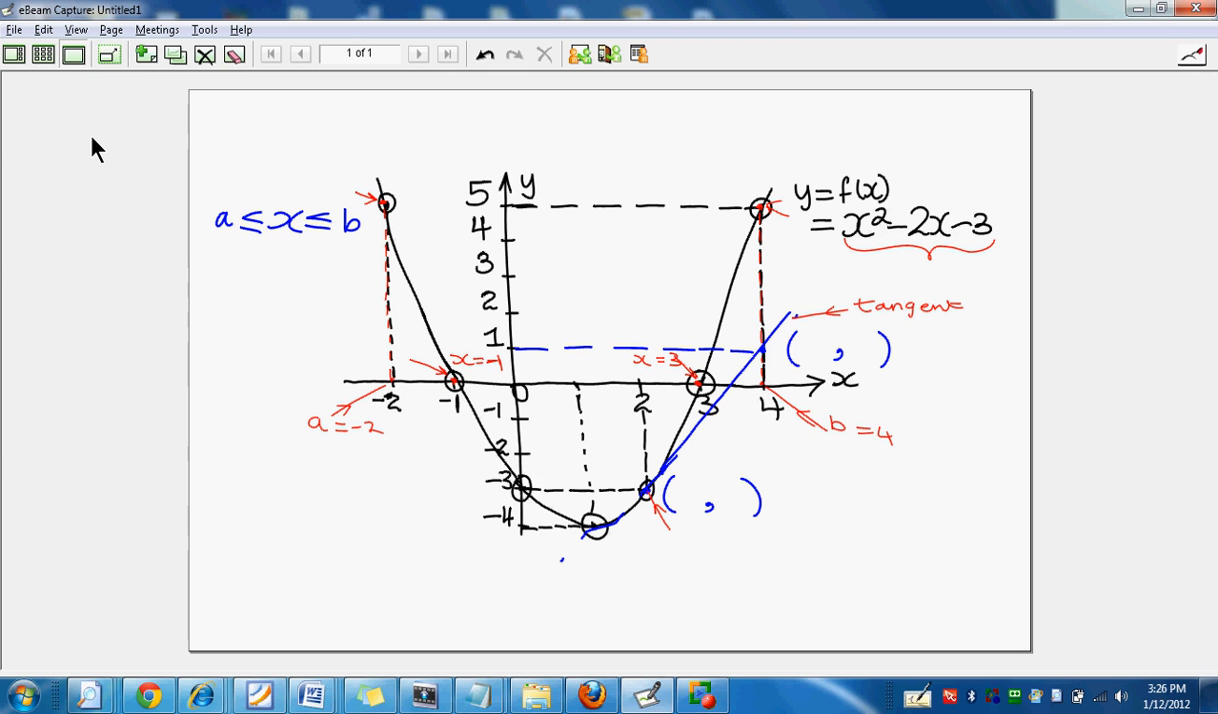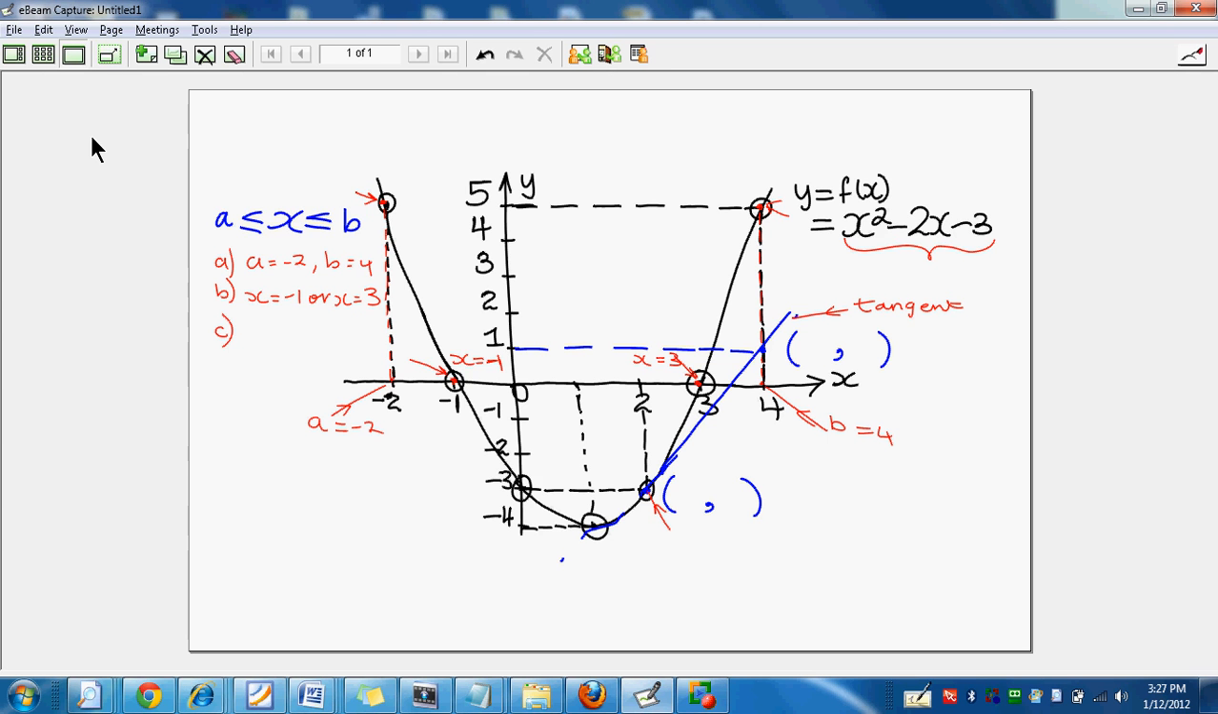So far, we have the answer to A was A equal to -2, B equal to 4. The answer for B was either x equal to -1 or x equal to 3. Right? Those are the answers we have so far. Part C now. Determine the coordinates of the minimum point on the graph. Determine the coordinates of the minimum point on the graph.